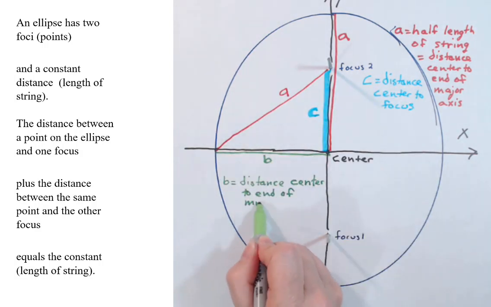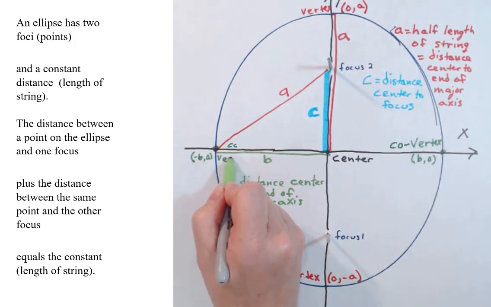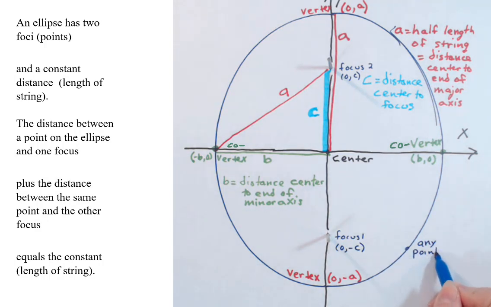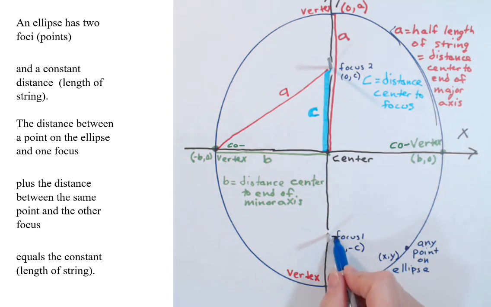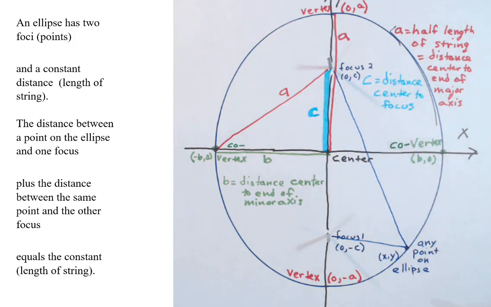This allows us to give coordinates to the vertices, co-vertices, and foci. We can select any point on the ellipse and give it coordinates x, y. The distance from one focus to this point, plus the distance from the point to the other focus, equals the length of the string, 2a. As before, we have a right triangle, with a being the longest side, so b squared plus c squared equals a squared.